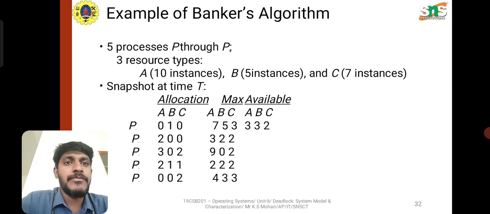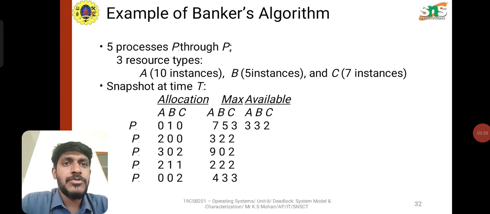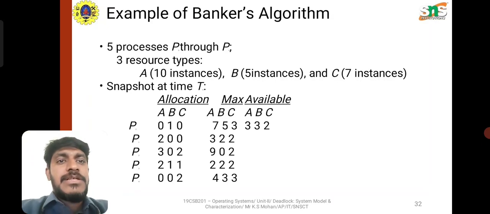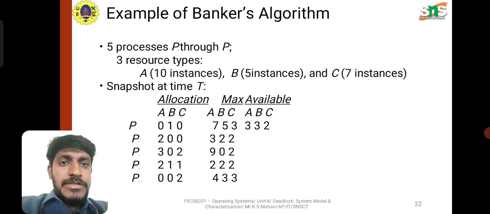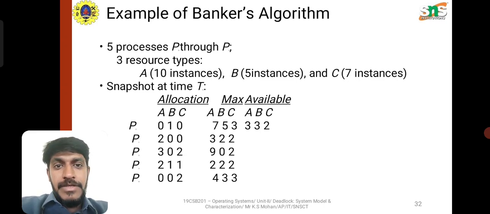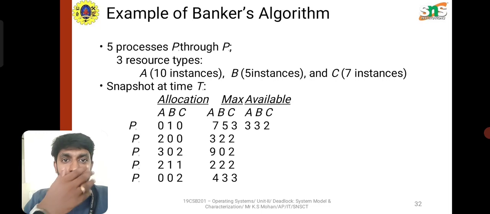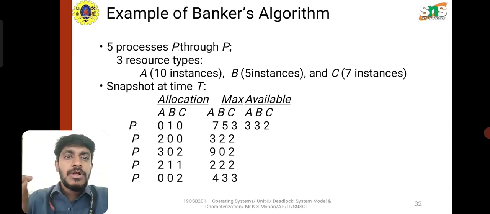Here we can see an example of Banker's algorithm. There are five processes, P0, P1, P2, P3 and P4, with a snapshot at a time showing allocation, max and available for resources A, B and C. The allocation values are 0 1 0, 2 0 0, 3 0 2, 2 1 1 and 0 0 2. The max values are 7 5 3, 3 2 2, 9 0 2, 2 2 2 and 4 3 3.